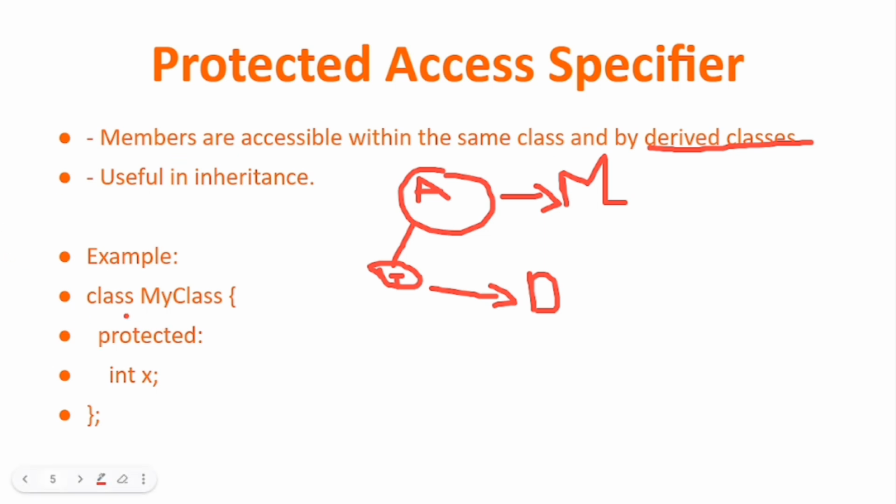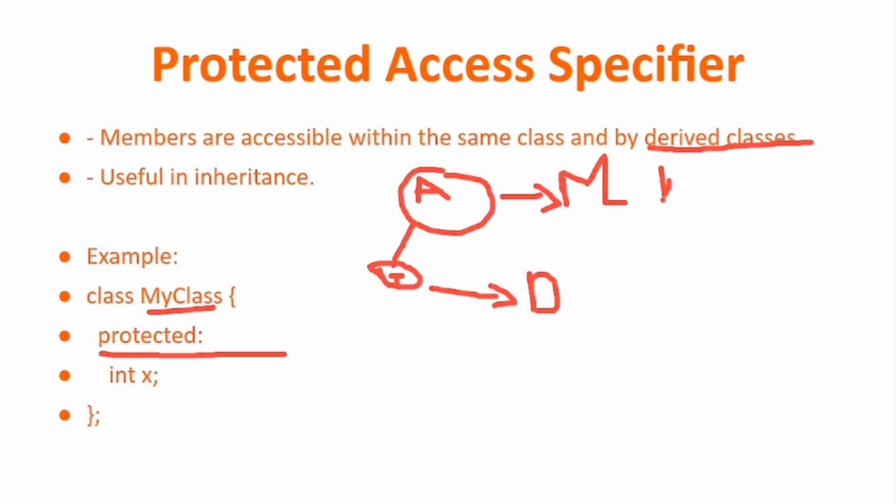For example, in this example, there is a class I created with the name MyClass. Then we defined which specifier we are going to use, which is protected. It means that it can be accessed through the derived class, not outside the class. It can only be accessed through the child class. A child class is also known as a derived class.